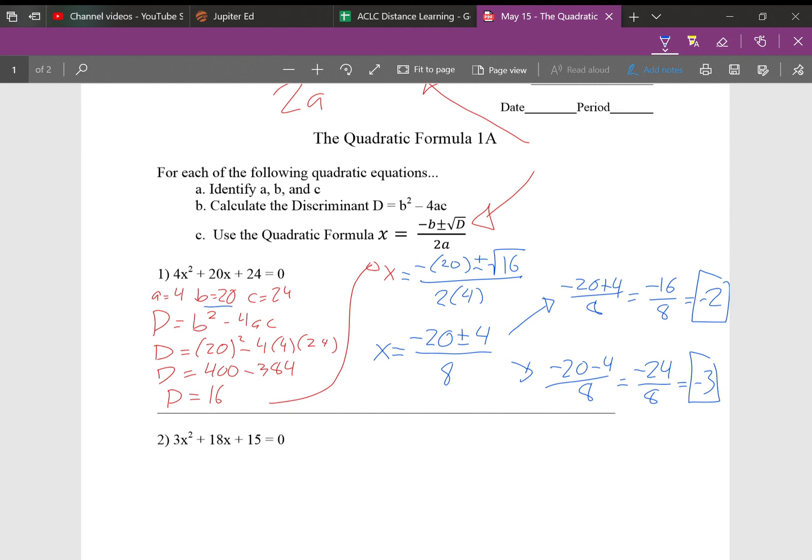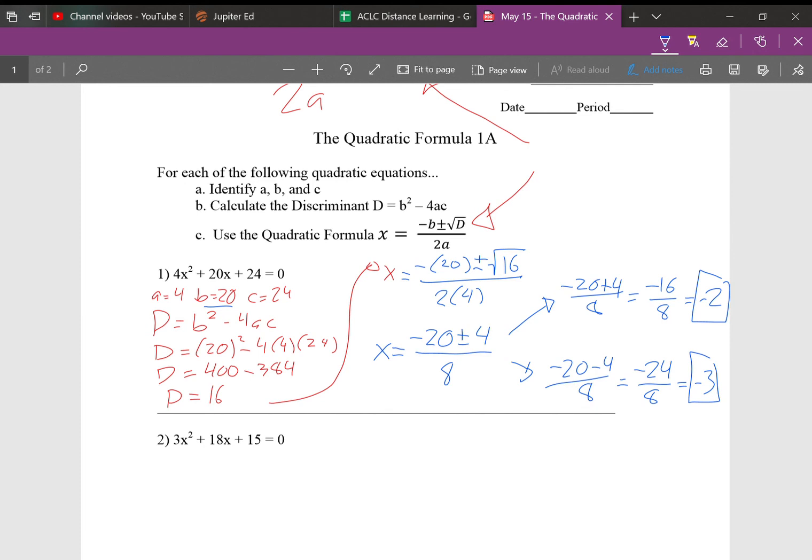But that's it. That is the famous quadratic formula. It's actually a really big deal. And it's probably the most important thing we learn in the second semester of algebra. So try number 2 on your own. See if you can go through those steps.